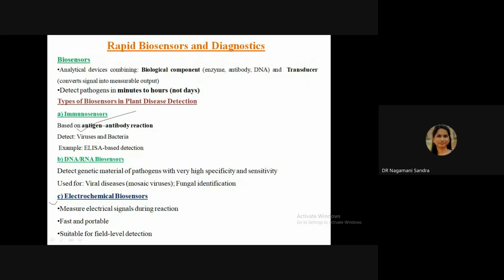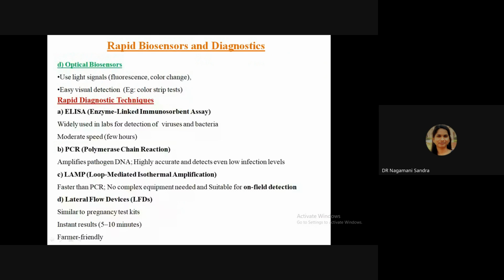And another one is the electrochemical biosensors, which measure the electrical signals during some reactions, and these are available as portable devices, which we can carry to the net house conditions and field levels also we can use. And another one is the optical biosensor. These are the four different types of biosensors we are using. Optical biosensors are based on fluorescence signal or color image, like if you are using lateral flow devices, which are based on color change. These are optical biosensors, which help in easy detection.